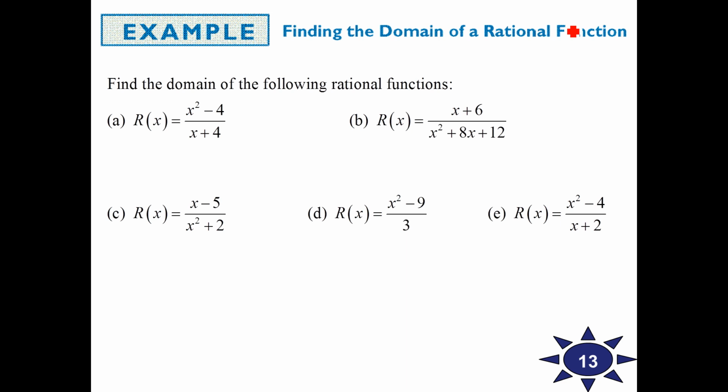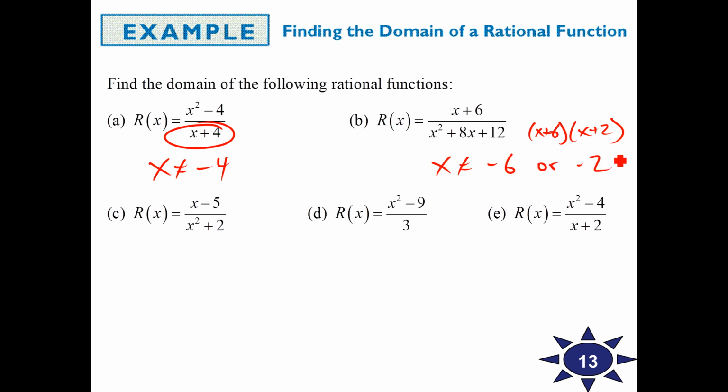So just a quick review here. We've done domain a lot. Domain is what can the denominator not be? 0. So x does not equal -4. We would need a factor here. This could be x plus 6, x plus 2. So x does not equal -6 or -2.